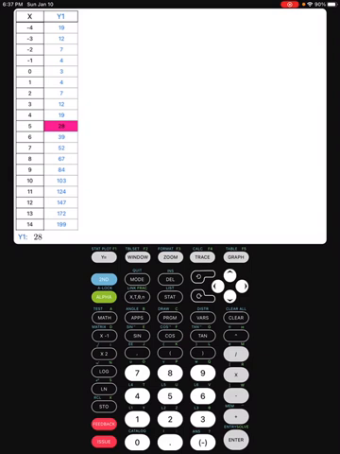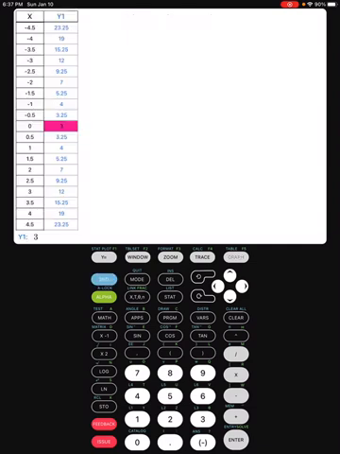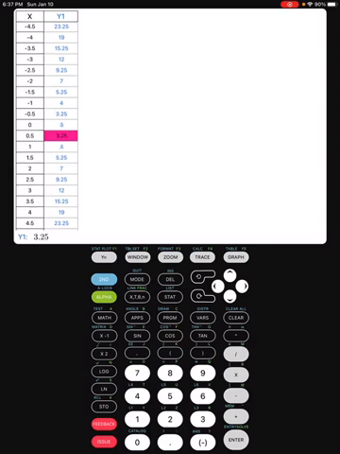I'm going to go to my table. Feel free to pause this if you need to get caught up. I'm going to go to my table, but you know what? I need to start at 0, but I need to go up by half. So I'm going to go to table set. I'm going to start at 0, and I'm going to go up by 0.5. And then go back to my table. And again, feel free to pause it so you can get caught up.